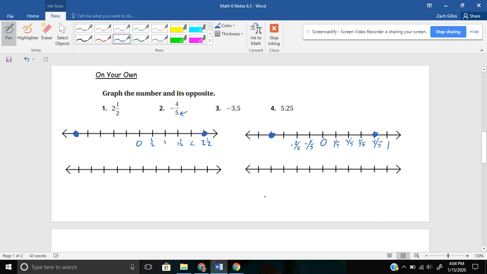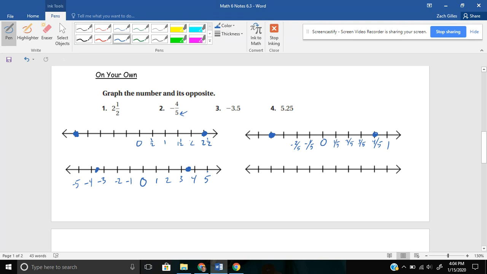All right. For number 3, I'm going to show you that you can also just go by ones. So 1, 2, 3, 4, 5. Negative the same. And I've got negative 3.5. So that would be negative 1, 2, 3, and a half more. There's where negative 3.5 is. And the opposite of that would be positive 3.5, so in between 3 and 4.